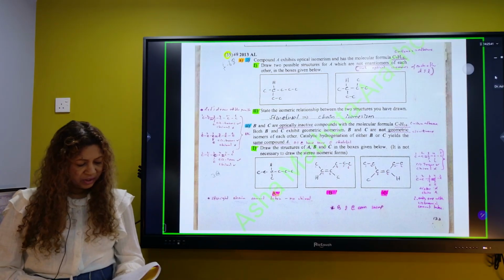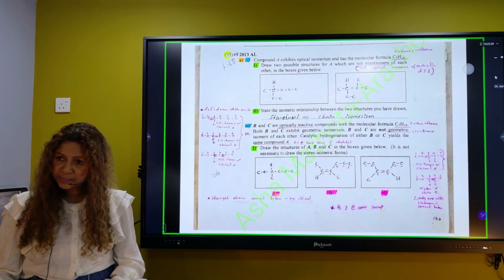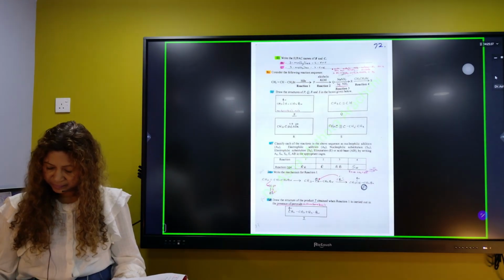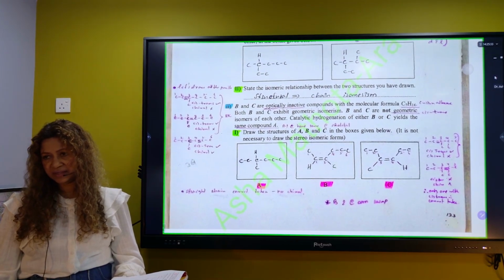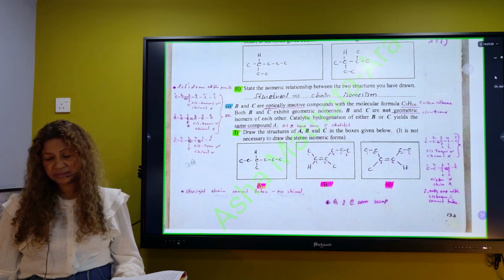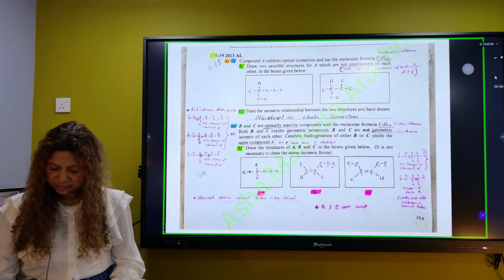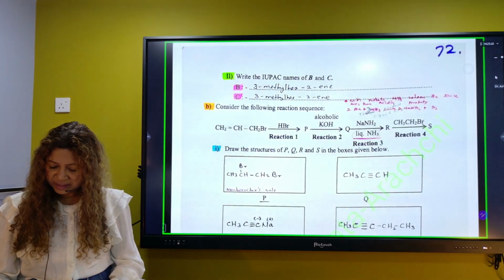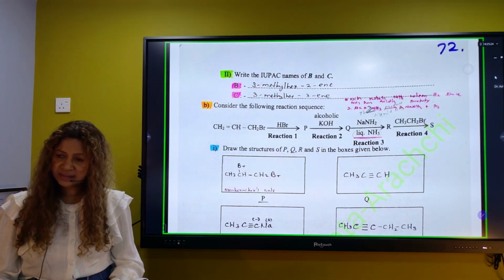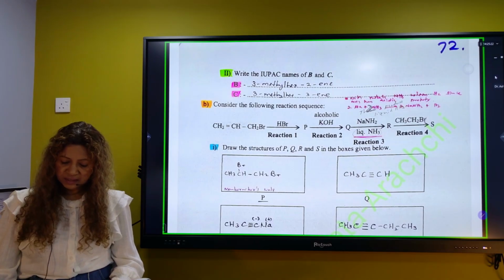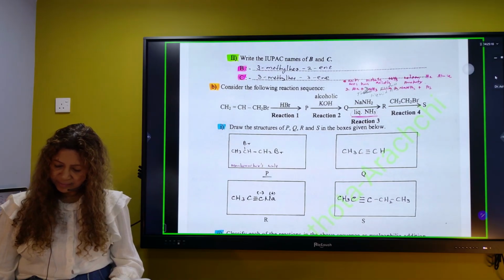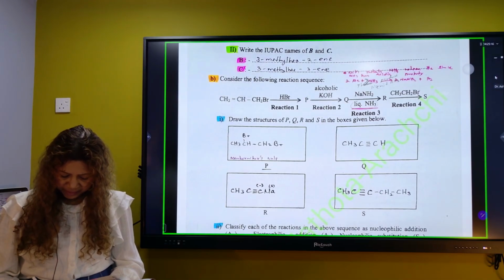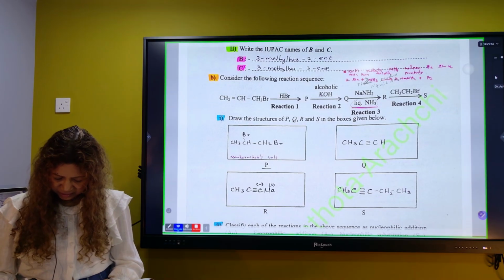And they want us to name this B and C. It's okay, darling, I'm ready. 3-methylhex-2-ene, 3-methylhex-3-ene. B and C: 3-methylhex-2-ene, 3-methylhex-3-ene. It passes.